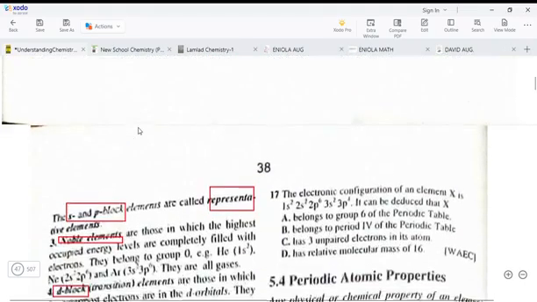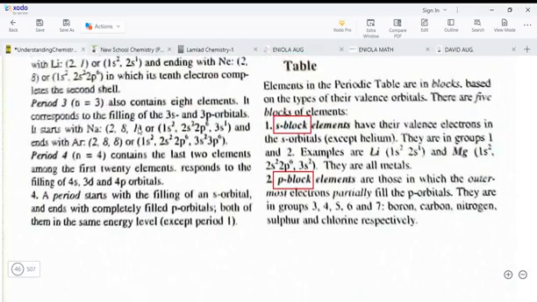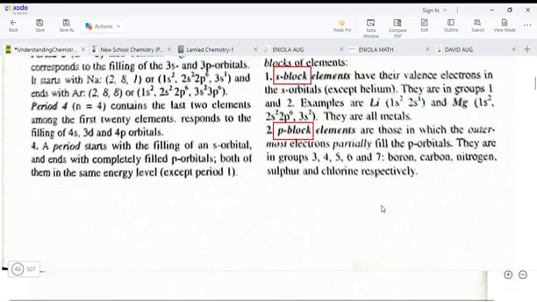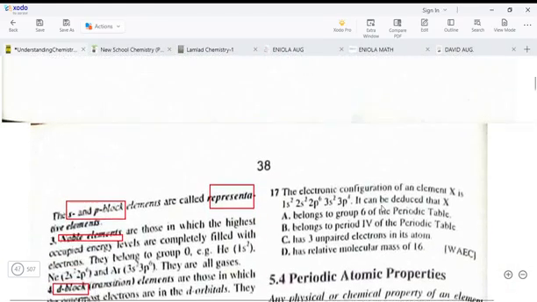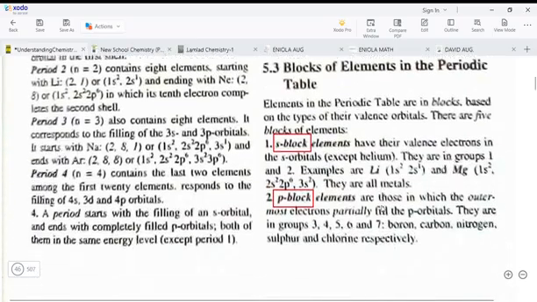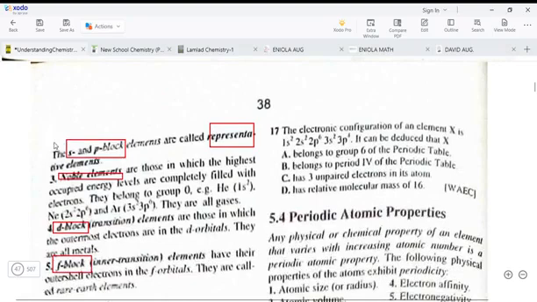Blocks are groups; when you have many groups, two or more. The S block has 2 groups, group 1 and group 2. An example of an element under the S block is lithium, and that's why you see S. It mostly ends with S. Then the P block has 6 groups that belong to it, group 3 to group 0. If you merge the S block and the P block, we call them representative elements. That means they are from the first 20 elements that represent the periodic table.